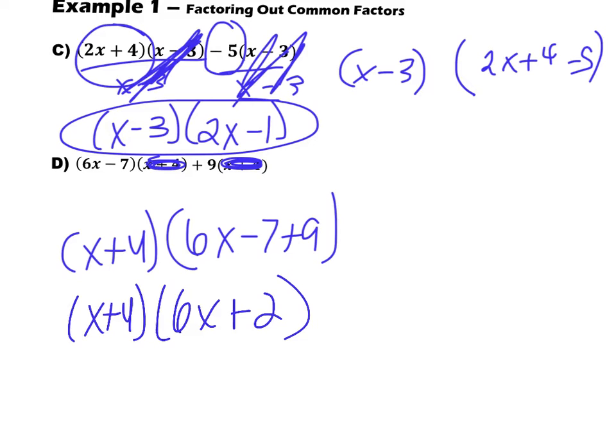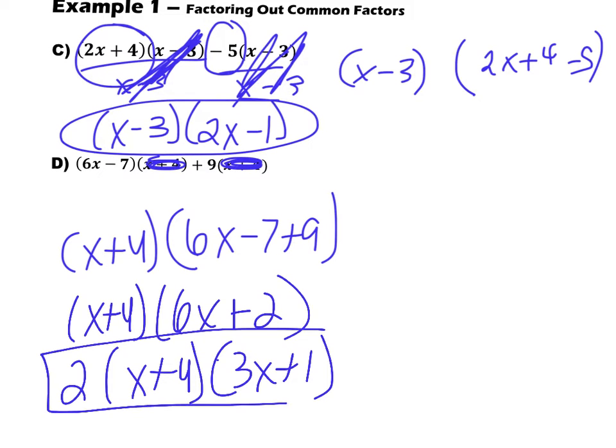Can I divide by 2 in that second parenthesis? Yeah, so I can bring out that 2, and I have x plus 4. If I divide, I have 3x plus 1. That's factored completely. If you miss that little bit, okay, a couple points off, but you have to make sure. Always check and see, is there anything else? And you always want to simplify.